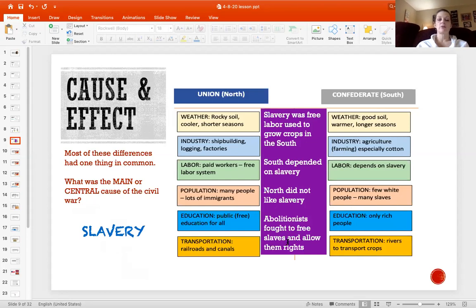Slavery was the main or central cause of the Civil War. Slavery was free labor used to grow crops in the South, and the South depended on that slavery, their economy, their people, their lifestyle. In the North, people did not need slavery and they didn't like slavery. Abolitionists fought to free slaves and allow them to have rights, just like white people.